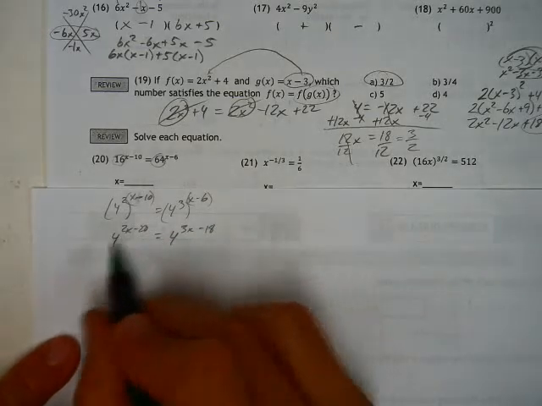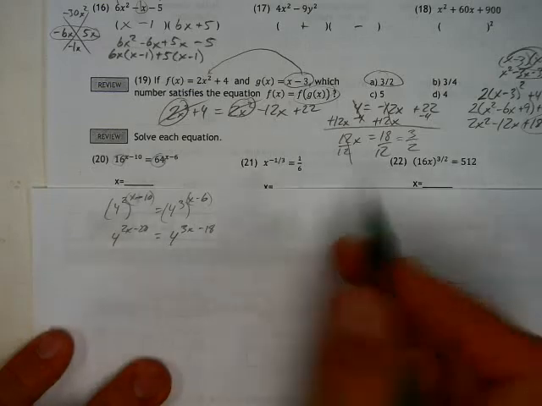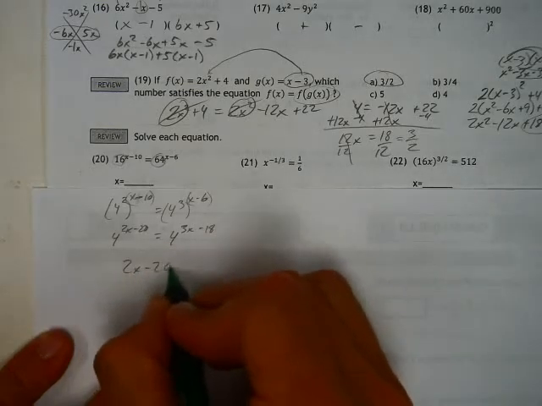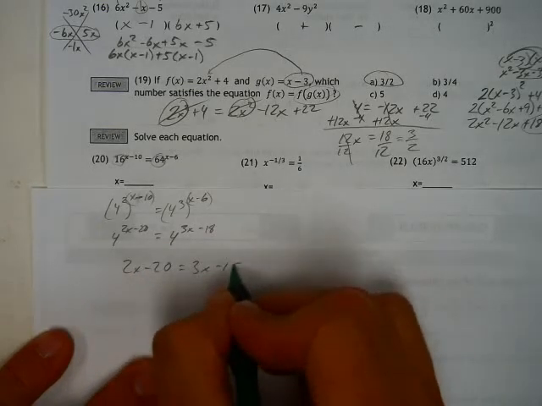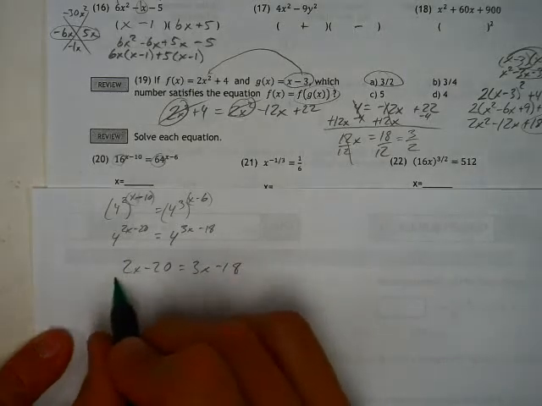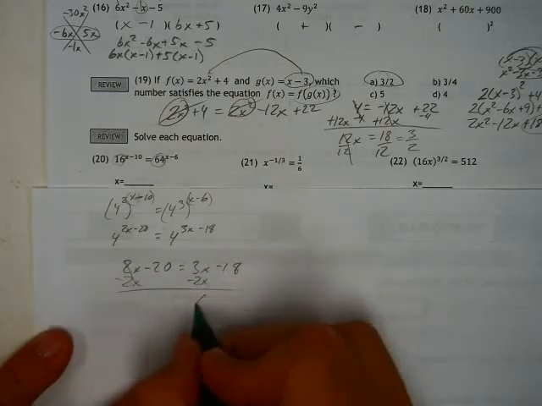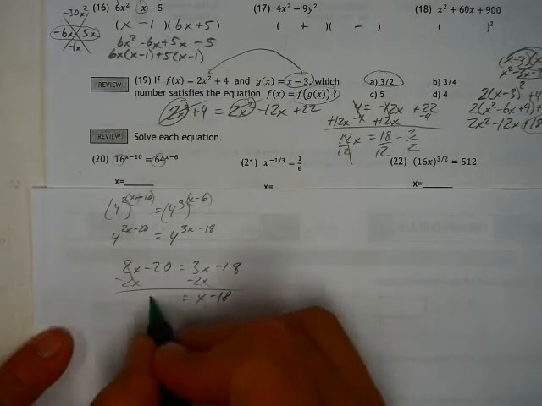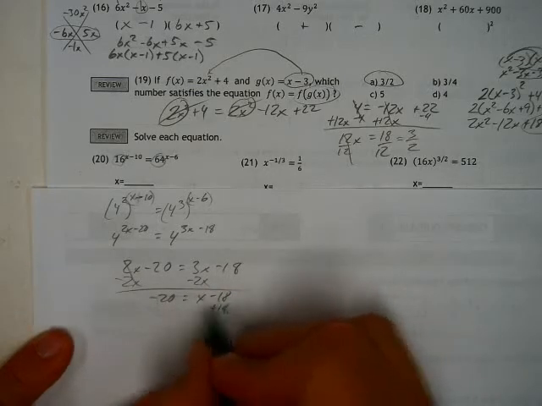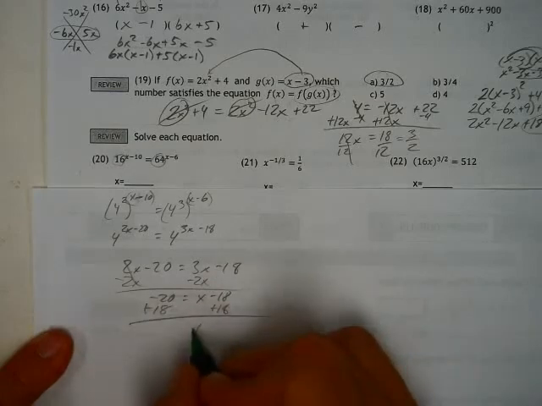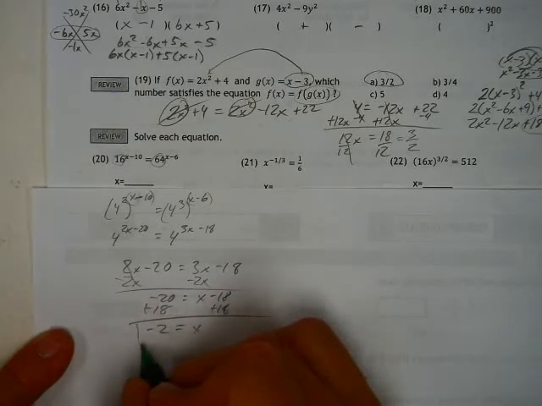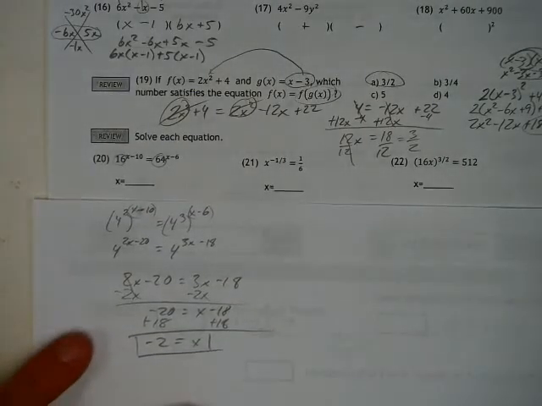Once you get your common bases, then the exponents have to be the same. So 2x minus 20 equals 3x minus 18. If I move the x's to where there's more of them already, I've got x minus 18 is equal to negative 20. Add 18. X equals negative 2. So that's that. Okay.